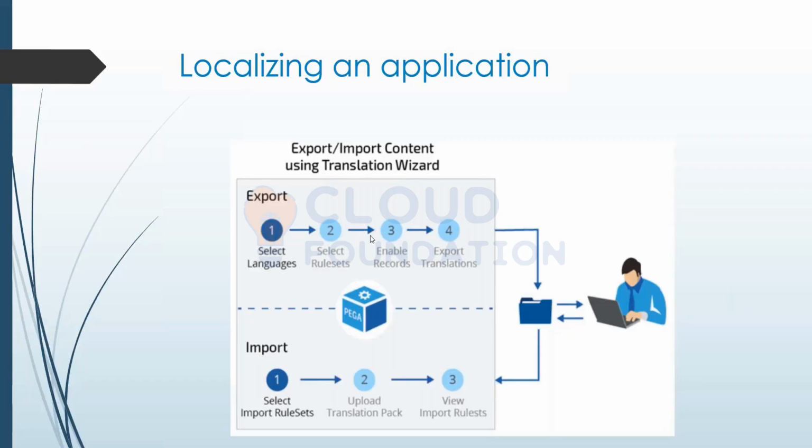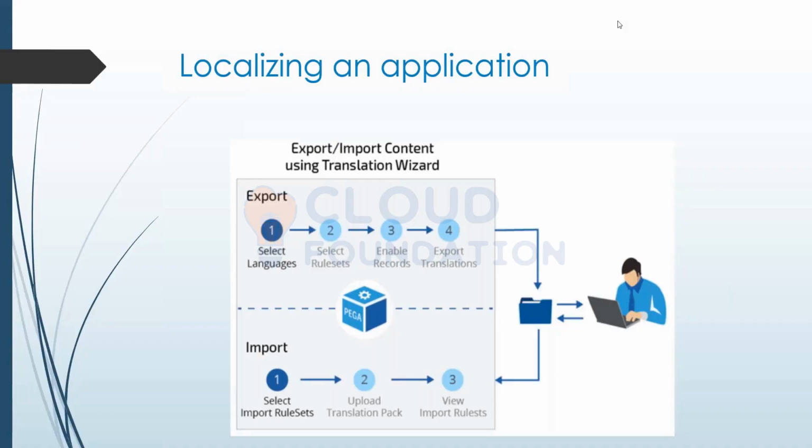You can select what language you would like to localize your application in. Then you can select the appropriate rule sets. Then what records are you looking for localizing? And then you export all this into a folder. This folder or this file, whatever you have, you give it to a translator.